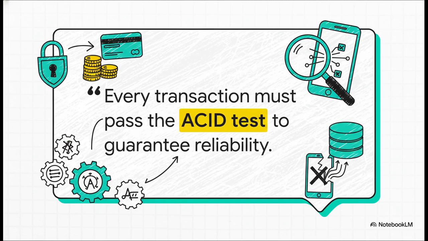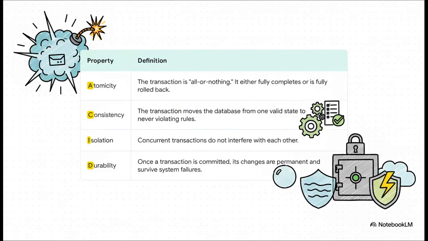It's called the ACID test. ACID is an acronym for 4 key properties that guarantee, and I mean guarantee, that your data is never lost or messed up, even if your phone crashes right in the middle of an operation. These 4 properties, they really work together like a 4-layered shield protecting your information. Atomicity, that's the all-or-nothing part. Consistency makes sure no rules ever get broken.